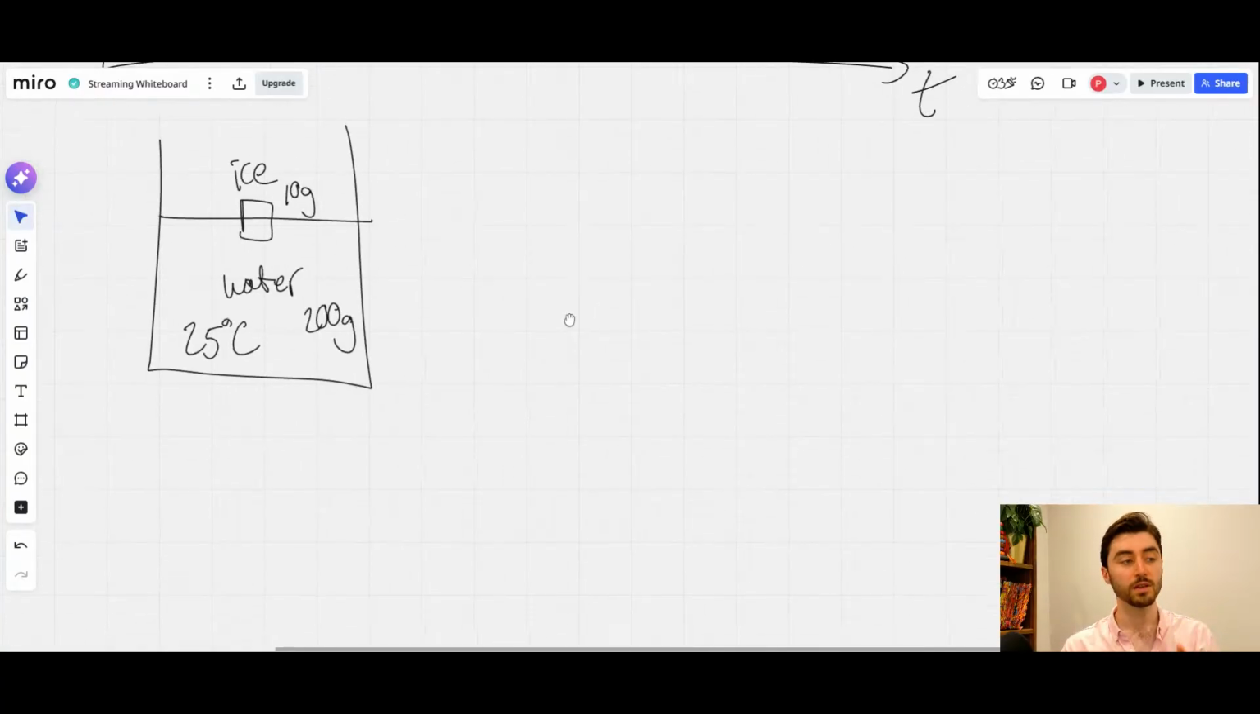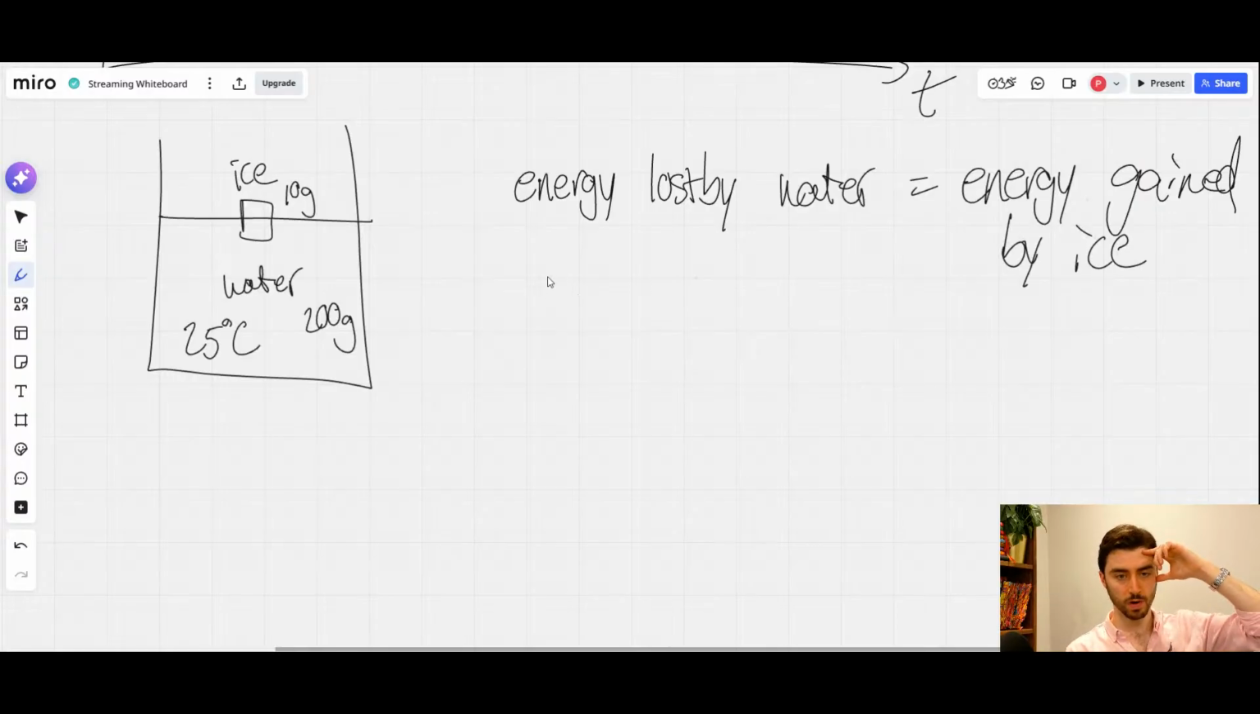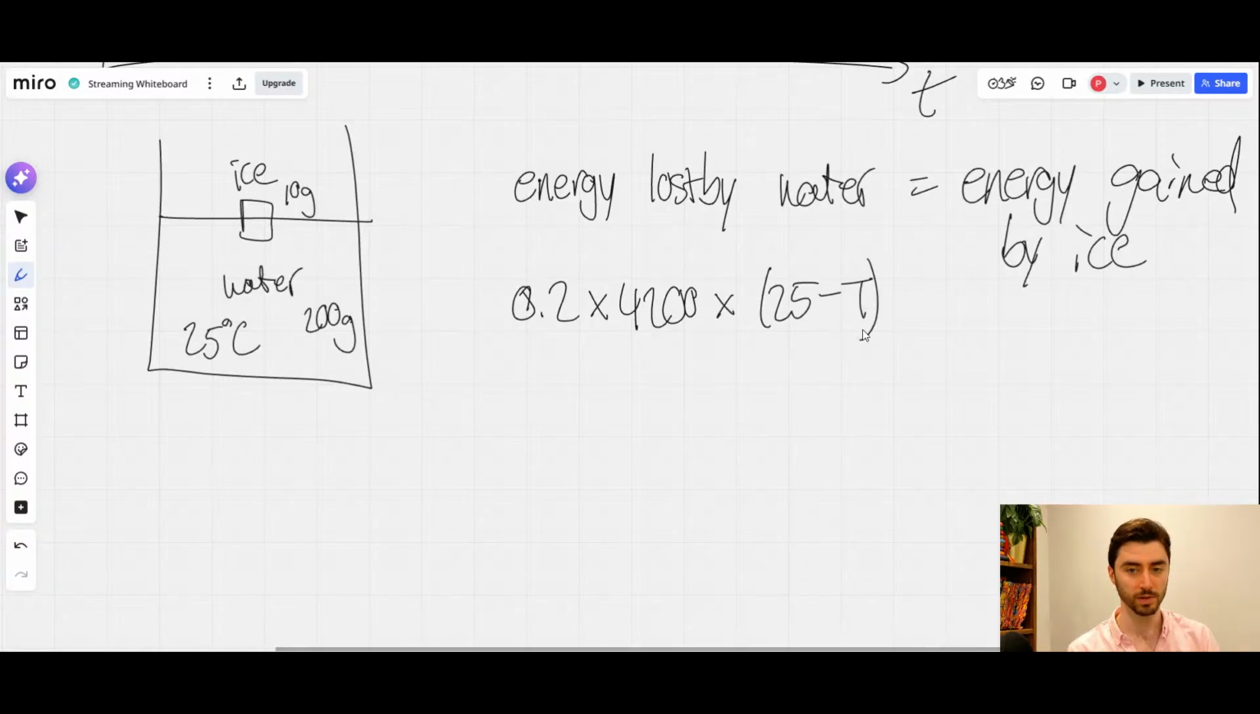What you would need to do is first, always with any thermal question, write out the word problem so that you know what you're doing at a high level. So what's happening to the ice? The energy lost by the water equals the energy gained by the ice. So the energy lost by the water is, look at the units, grams when it should be kilograms. M times C for water is 4,200. Q equals mcΔT, and delta T would be 25 minus T because it ends up at a lower temperature.